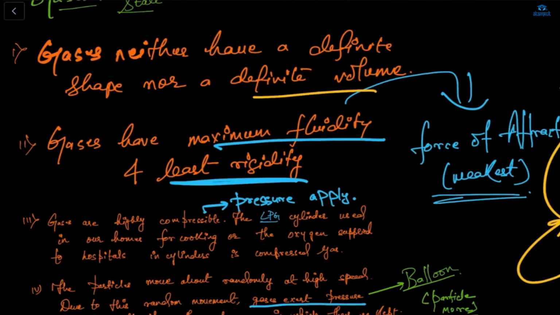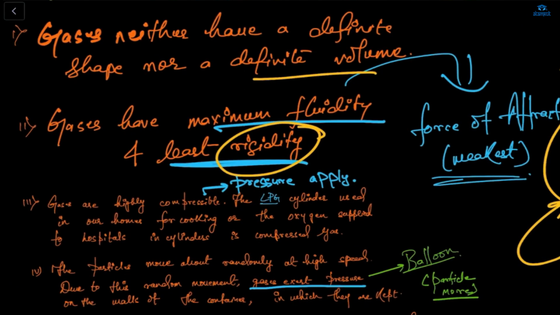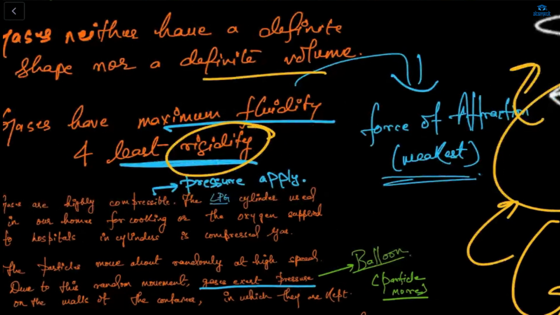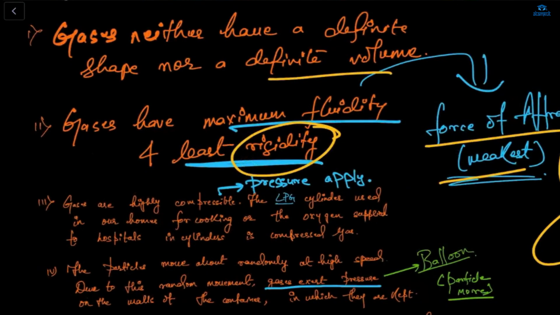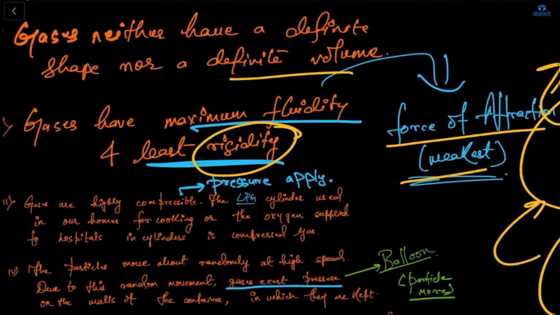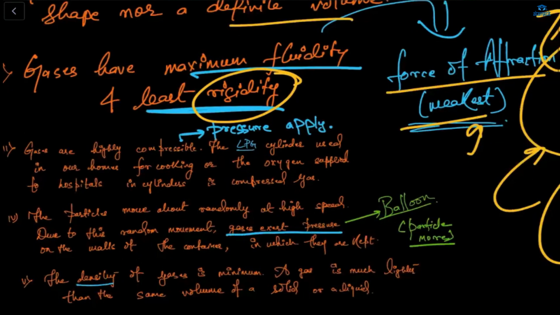Gases have maximum fluidity and least rigidity. Rigidity means the tendency to maintain a shape, but gases do not have any tendency to maintain a shape, but they have maximum fluidity. Maximum fluidity means the force of attraction is very weak over here. That's why they have maximum fluidity. But in the solid, the maximum fluidity is not there. Why? Because they have the strongest force of attraction. But in the gas, they have maximum fluidity because the attraction over here is very weak.